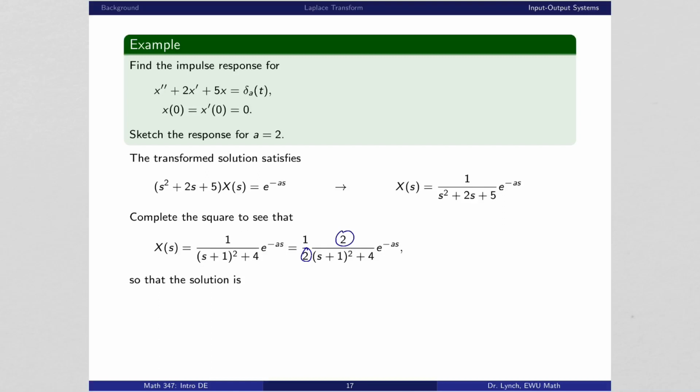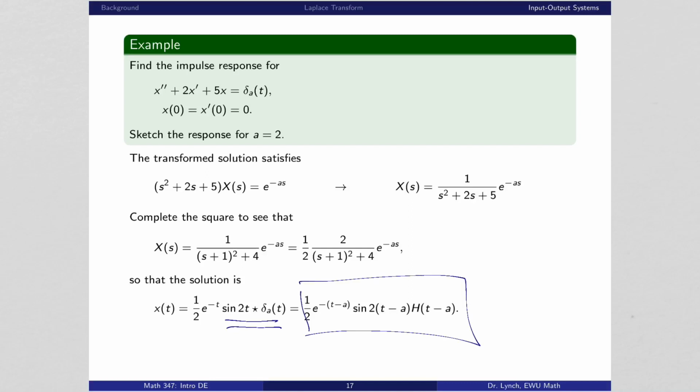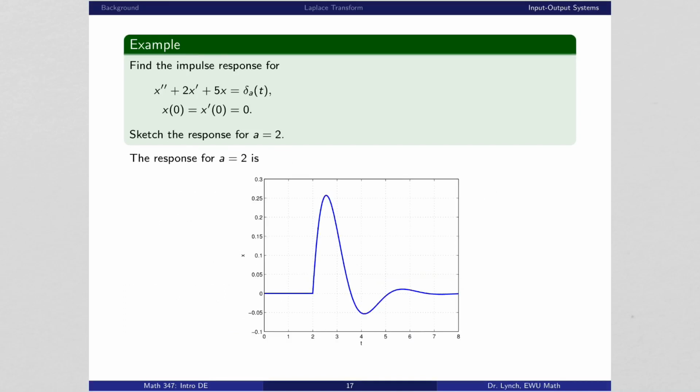Okay, so we complete the square appropriately, and we can do a little bit of multiplying and dividing by 2 as usual to see that this looks exactly like the transform of some sort of decaying exponential times a sine function times e to the minus as. Okay, so the solution ends up being the convolution of those two pieces that we can see. Again, the result here is just the Heaviside function. Okay, so to graph that when a is equal to 2, we get exactly the impulse response we expect, namely that nothing is going on until a equals 2, until we give the system a crack with our delta function. It gets going and it decays away like some sort of damped oscillation.